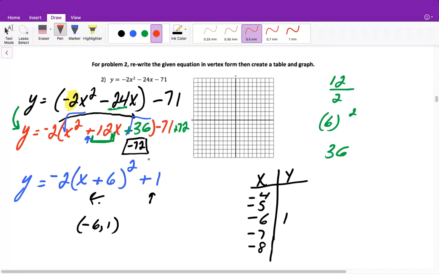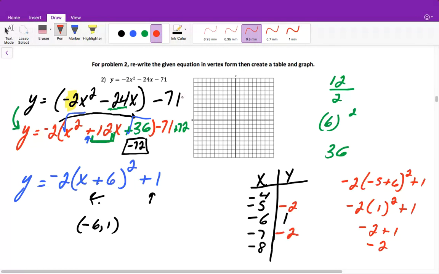When we plug in -5, it will then be -2 times (-5 plus 6) squared plus 1. So -2 times 1 squared plus 1. So -2 plus 1, so -1. So if this is -1, I also know this one is -1.